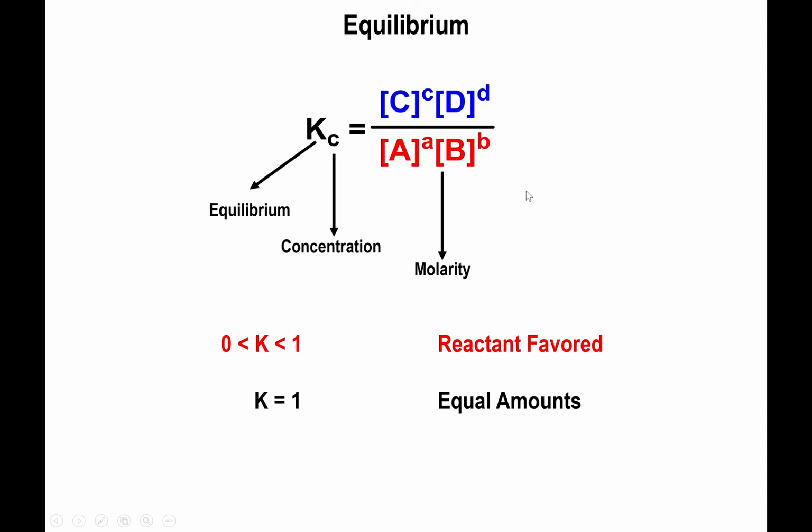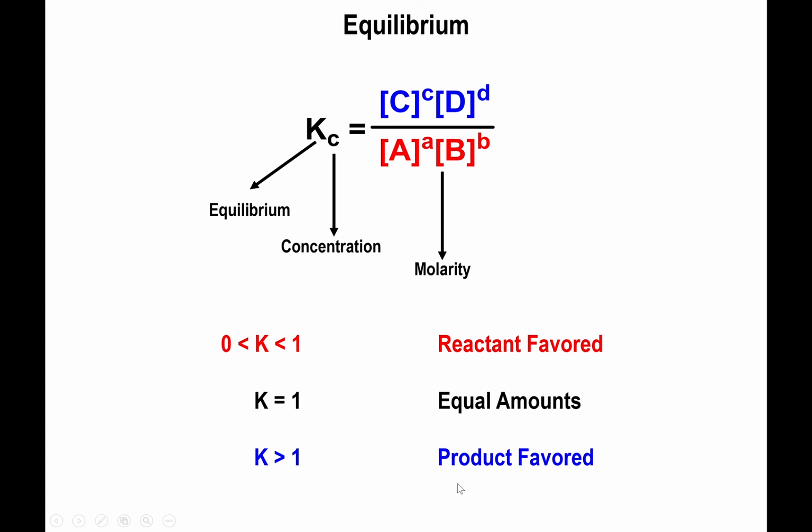Those two values will be equal. And the other case, where K is greater than 1, will tell you that you have a higher amount of products than reactants, meaning that your fraction is going to be greater than 1 in value. So that will tell you this is product favored by default.